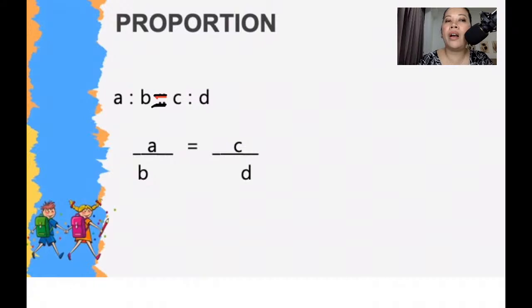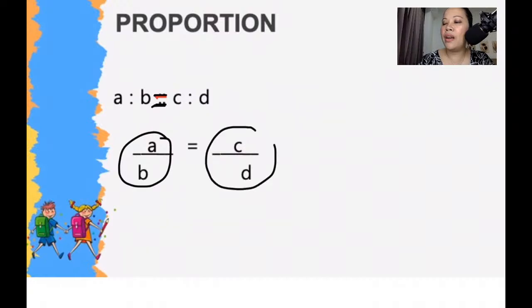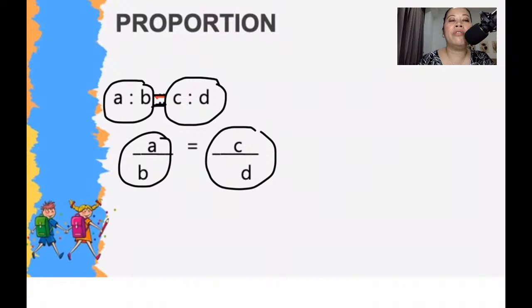The other way of showing proportion is A over B equals C over D. So in a proportion, you have two ratios here that are equal. It can be in this form or it can be in fraction form. So A to B, C is to D, A over B, C over D. So that is proportion.